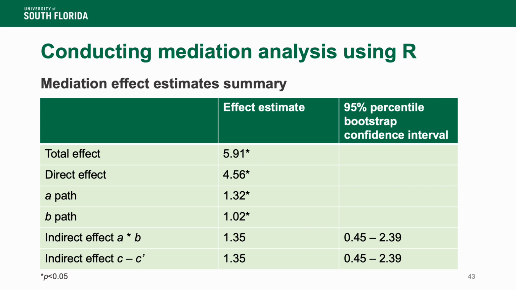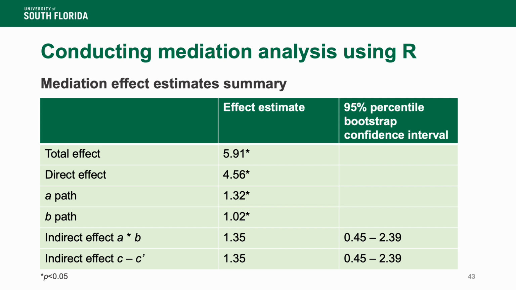The indirect effect estimated using the product of coefficients method, so A times B, was 1.35. The indirect effect estimated with the difference in coefficients method, so C minus C prime, was also 1.35. It's probably not surprising that the confidence intervals for these two effect estimates were also the same, and both ranged from 0.45 to 2.39. 0 was not captured within these confidence intervals, which indicates that the estimate of 1.35 was statistically significantly different from 0.